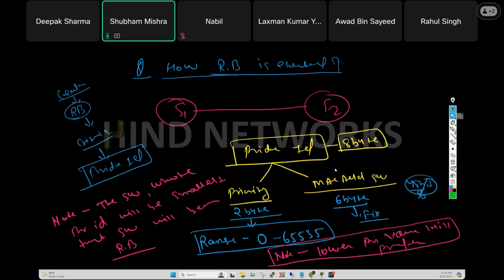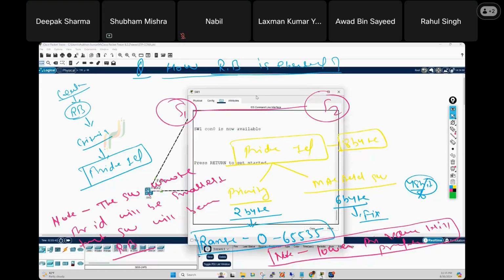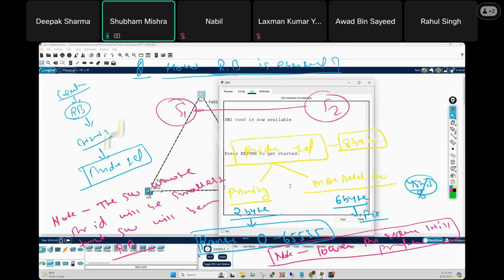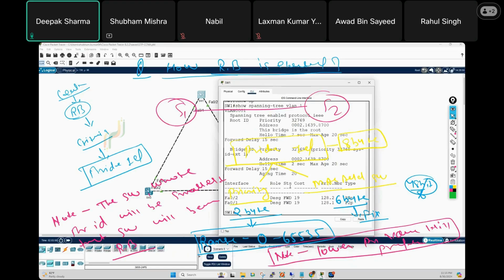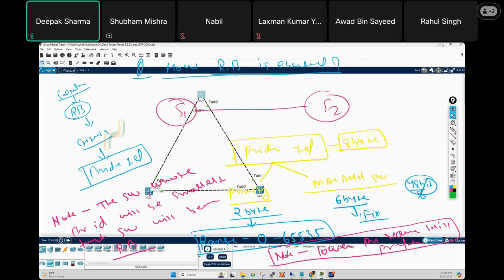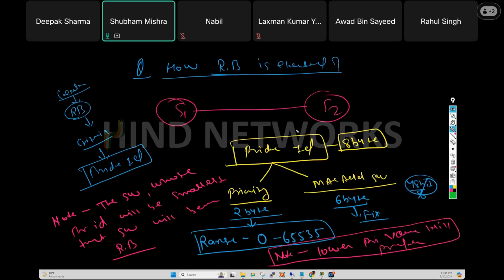By default, what is the priority on the switch? Let me open it. For a spanning tree, for example VLAN 1, I write VLAN here. What is the priority here? 32769. No problem. Why 32769? We will discuss these things later.